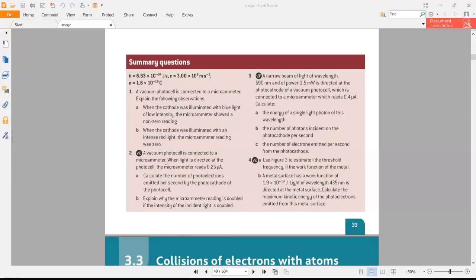But the kinetic energy does not change. The kinetic energy is constant. Kinetic energy depends on the frequency of the incident photon. If the frequency is the same, then the kinetic energy will remain the same. Good. That's an important concept.